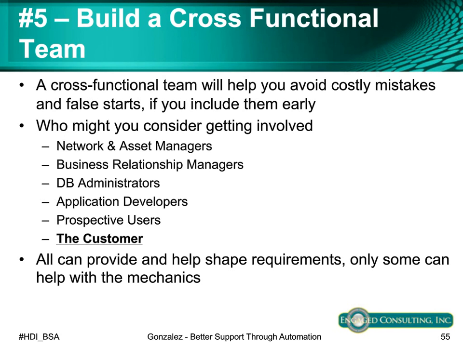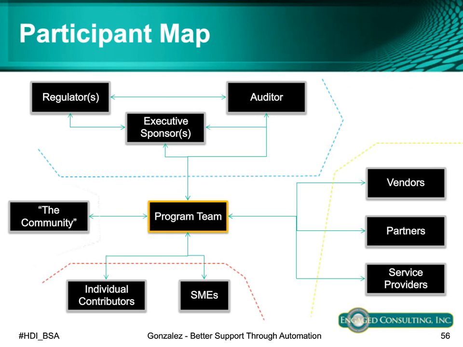And this represents looking at it from a program team perspective. So this is the group that's responsible for looking at an automation initiative. So you're going to have some sort of executive sponsor that you're going to end up reporting to, right? And then your community in general, that's going to be who gets the benefit from as well as who's using those kind of tools. And then you have vendors, partners, and service providers, and your individual contributors and subject matter experts that you can engage on an ad hoc basis to help you along.